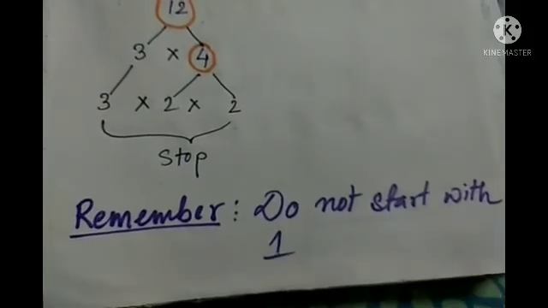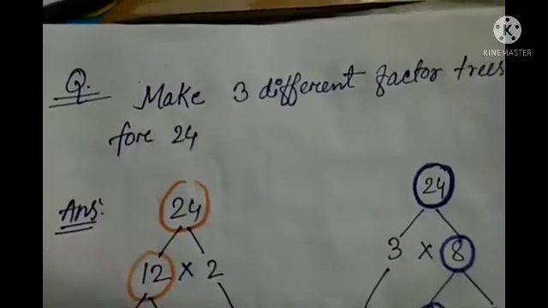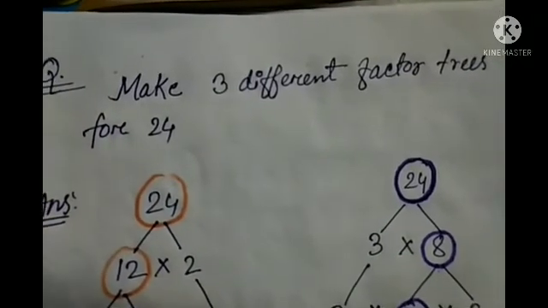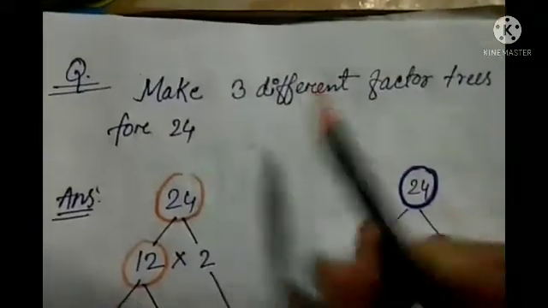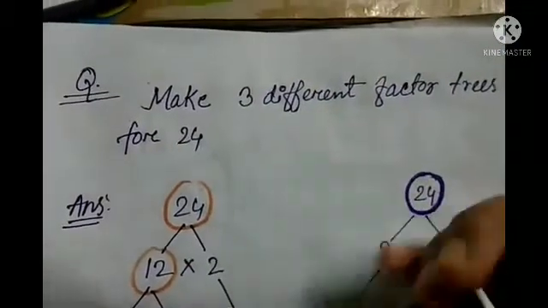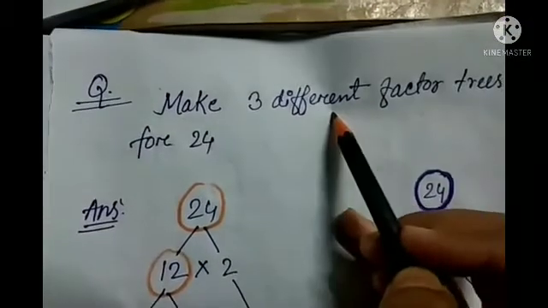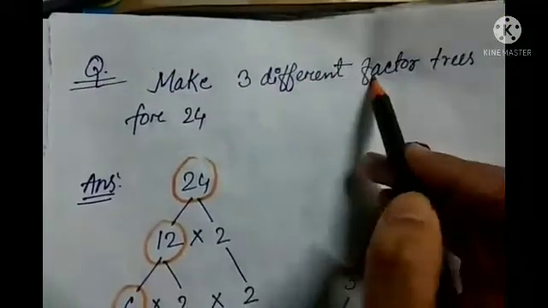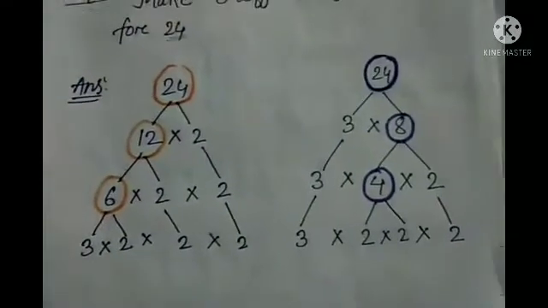Do not start with 1. Okay students? So here I have a question for you. Make 3 different factor trees for 24. That means, as I have shown you just now for 12, where I showed you 2 factor trees, here you have to make 3 factor trees. 3 different factor trees for 24. So here I have done it. I think you have understood.